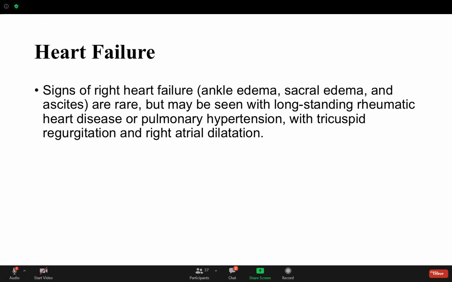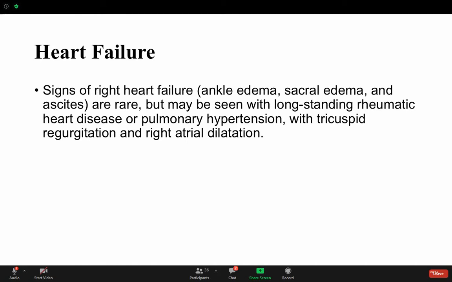Keep in mind that signs of right heart failure, ankle edema, sacral edema, and ascites are rare in children, but can be seen with long-standing rheumatic heart disease or pulmonary hypertension. If they have tricuspid regurgitation, right atrial dilatation. But generally speaking, in children we don't see edema as a symptom. You may see right side failure.